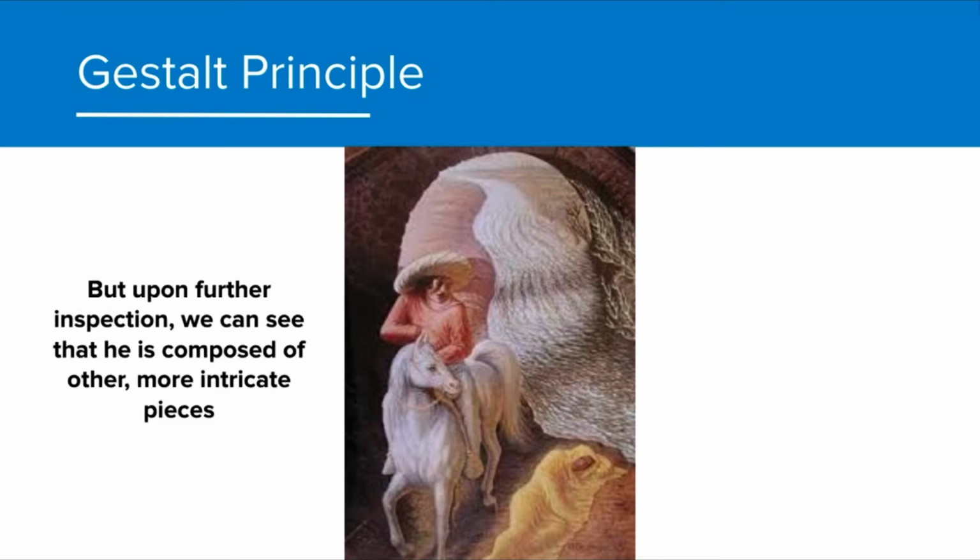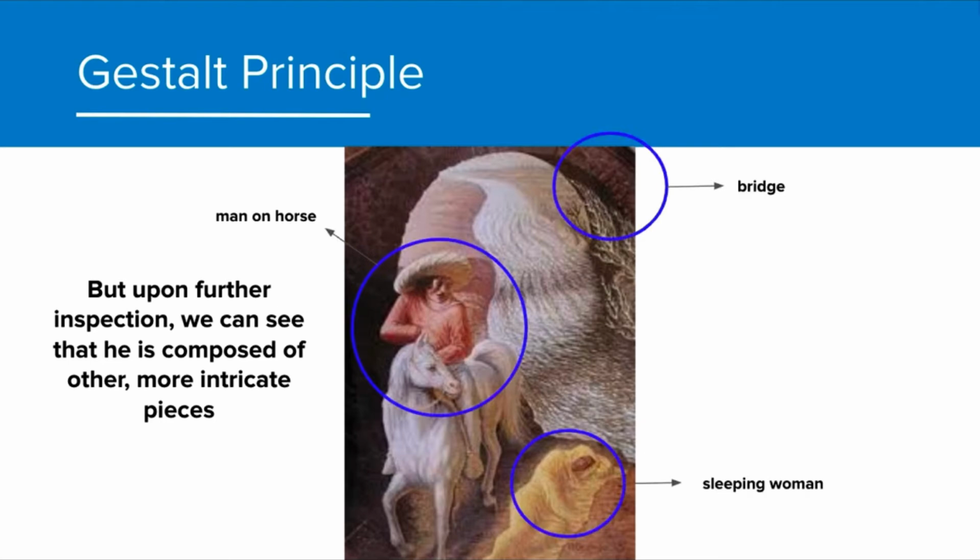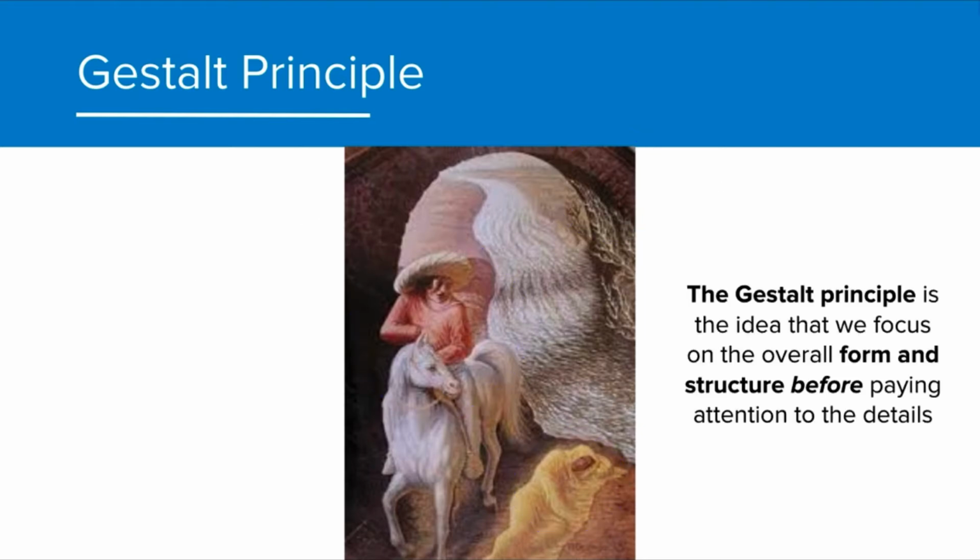But as we continue to look at the image, we can see that he is composed of other, more intricate pieces. We can see here that there is a man on a horse, a sleeping woman, and a bridge that together give us the appearance of an old man. The gestalt principle is the idea that we focus on the overall form and structure of an object before we pay attention to its details. Rather than see the individual parts, like the man on the horse and the woman, we see the larger form that is created from their interaction.